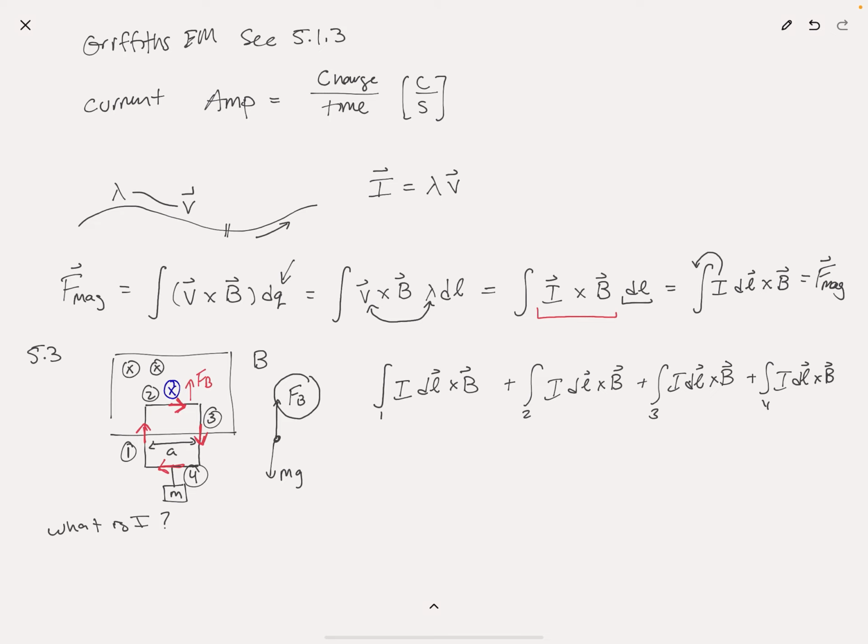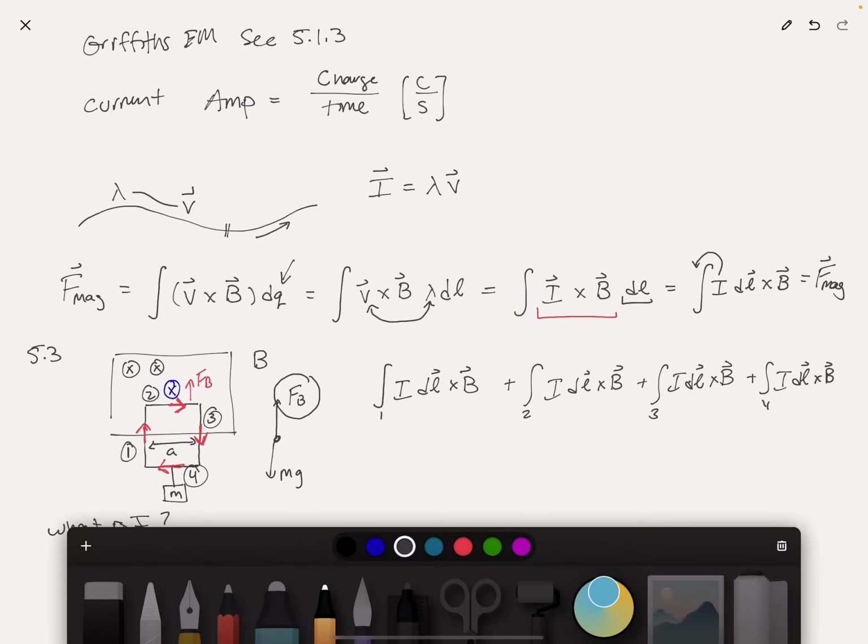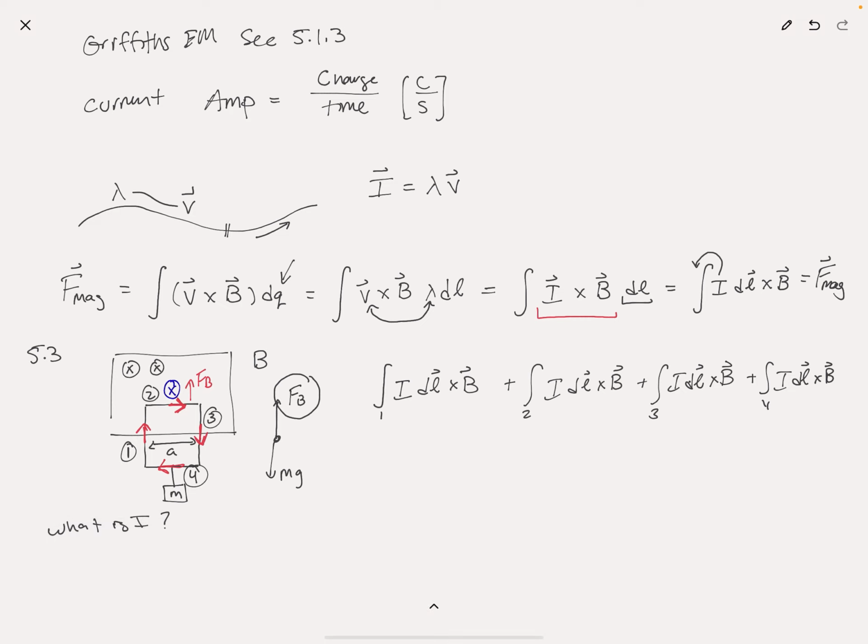Let's start with an easier one. Let's start with number 4. If I'm going to do this integral and I'm going to walk along the current direction dl, that means I'm going to walk along this arrow. But there's no B field anywhere along this stretch of the wire, so that's 0.